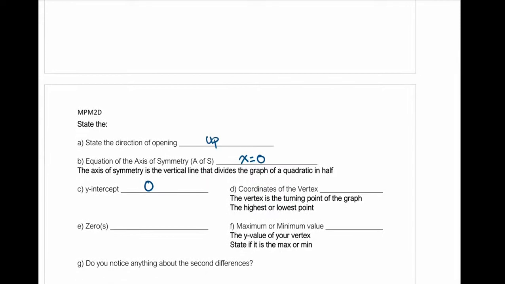The coordinates of the vertex. So the vertex is the turning point of the graph, where as we see our graph is going to decrease in one direction to a low point and then start to increase after it hits the vertex, or it might increase to a point and then start to decrease after it hits the vertex. In other words, you could think of it as the highest or lowest point. So in this case, our vertex is going to be (0, 0).